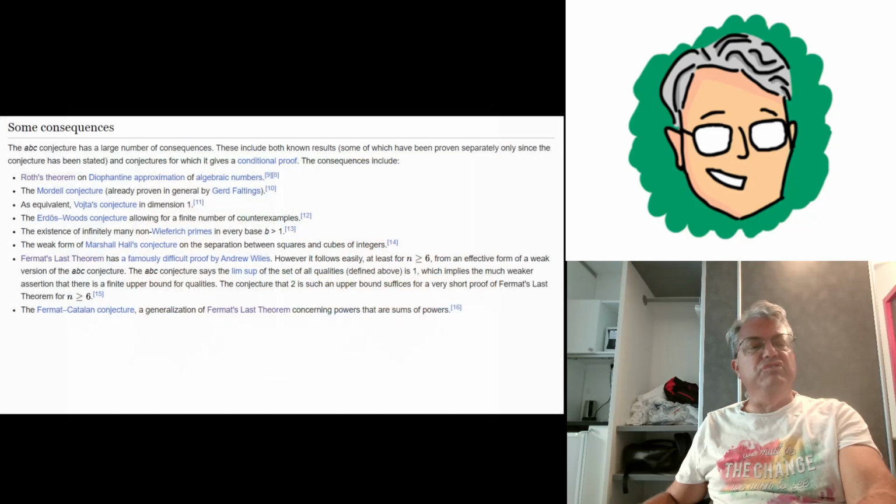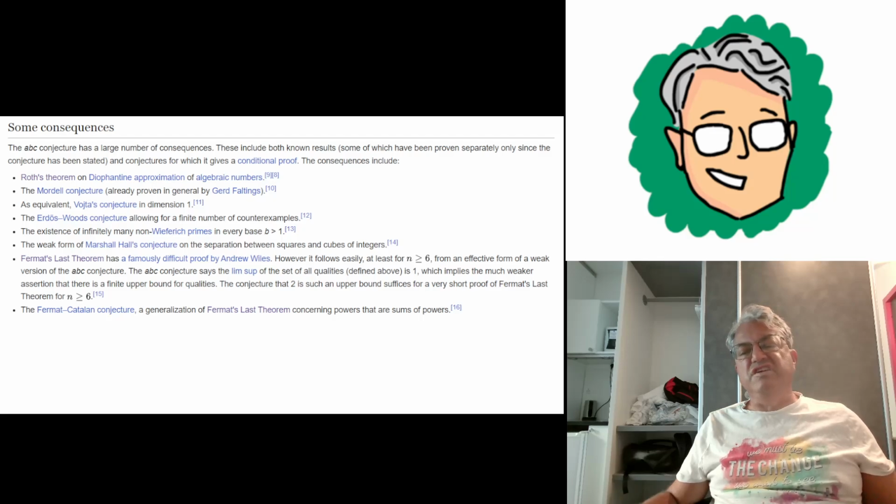But it has a lot of important consequences. Here's a list of, I guess, eight important consequences. There's a lot of other ones. I'll just read these off. A few of these have already been proven. One is Roth's theorem, an important result in Diophantine analysis, proven in 1955. It's a result on how well irrational algebraic numbers can be approximated by rational numbers. It turns out that irrational algebraic numbers can't be approximated very well by rational numbers. A mathematician named Roth proved this in 1955, and the ABC conjecture would be one way to prove this theorem.